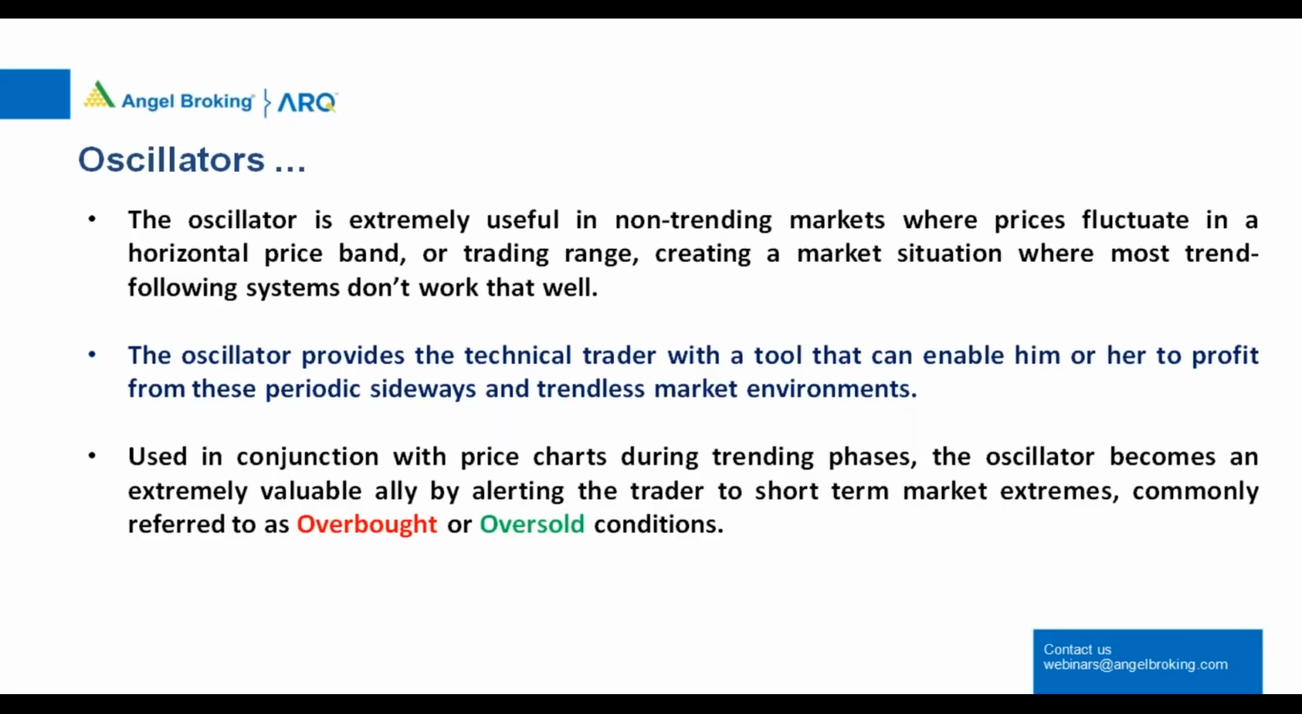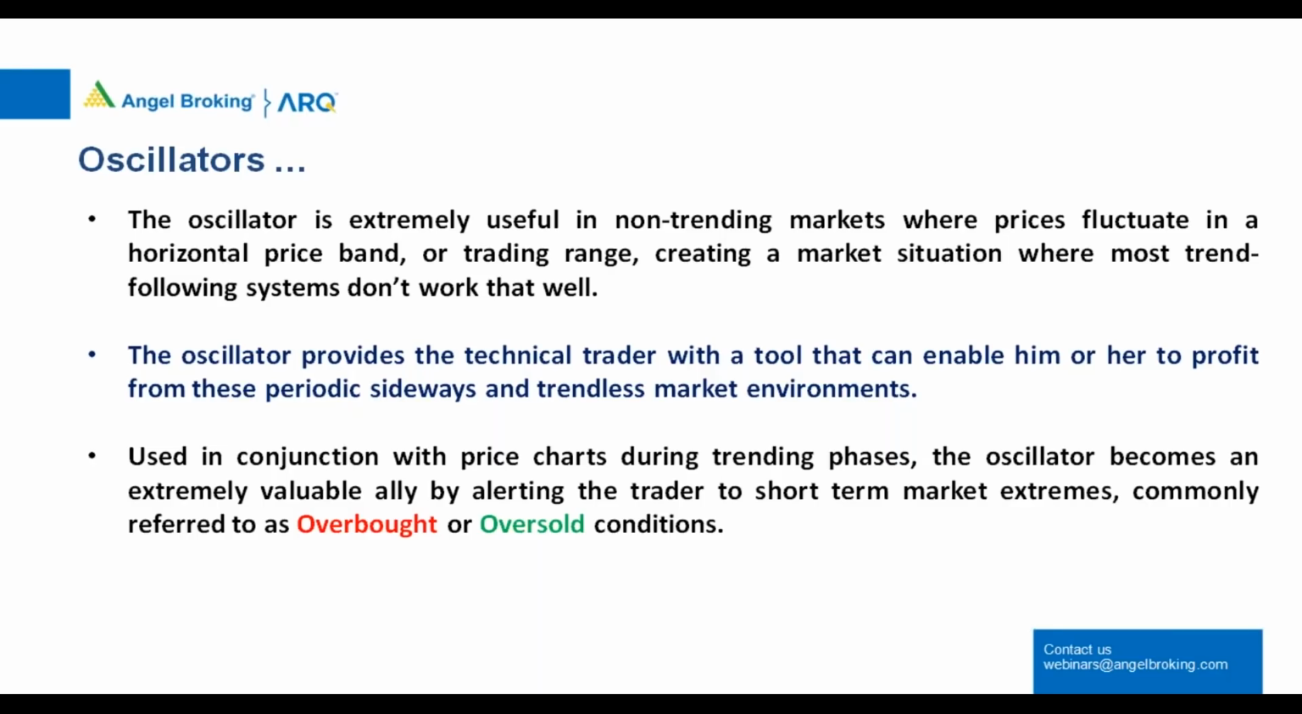the oscillator becomes an extremely valuable ally by alerting the trader to short-term market extremes, commonly referred to as overbought or oversold. So oscillators, you would have heard of overbought and oversold zones. Oscillators, basically it could be stochastics, it could be RSI. They all tell you about overbought and oversold zones.